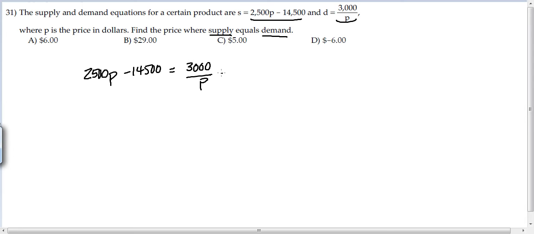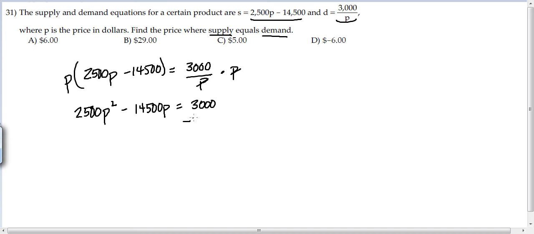Alright, so now the first step here is to multiply both sides by p. That's one of the rules of rational expressions. When you have a denominator that has a variable in it, you need to get that variable out of the denominator, and the way to do that is multiply by that. So the p cancels that p on this side, and then we multiply the p through. And now this is a quadratic.